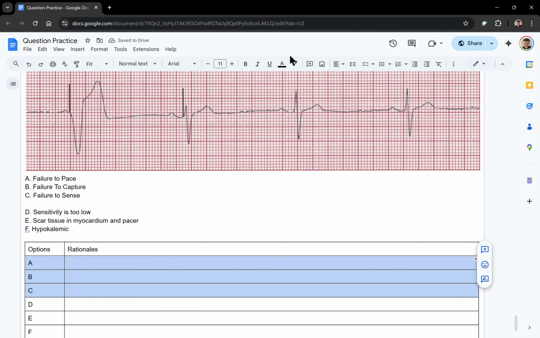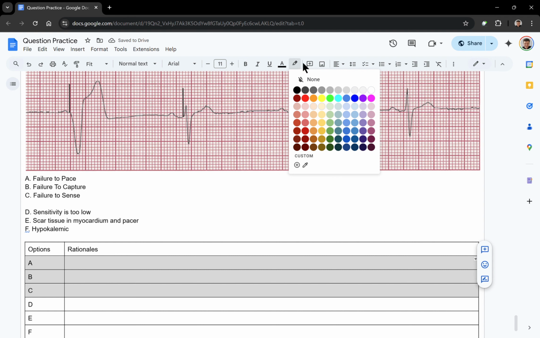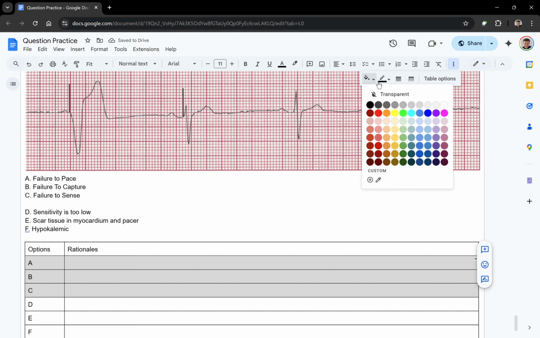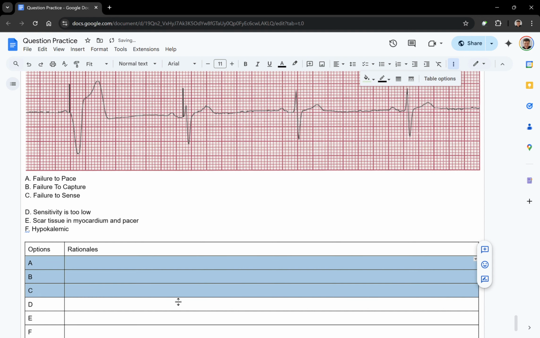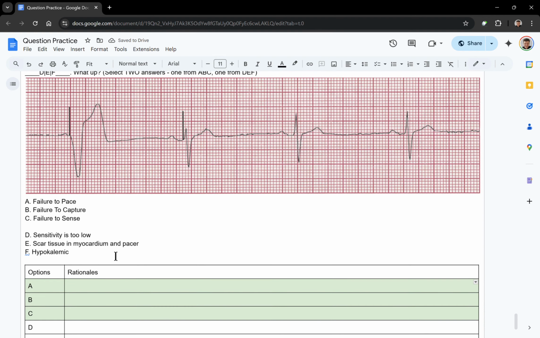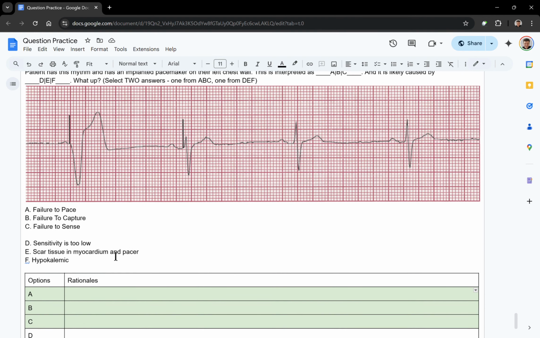Let's just kind of color code this. Let's fill this. Oh, there it is. Okay, so let's fill the color in with the first half, and the other half is the D, E, F, right? So what is the failure to pace, capture, or sense? Right, this is correct, right?